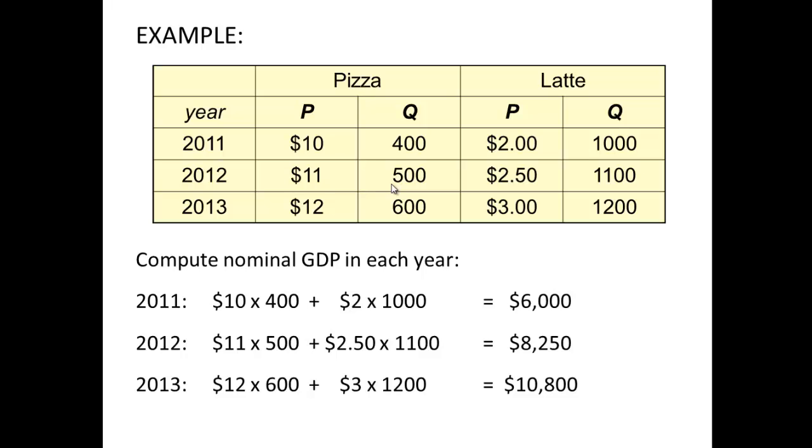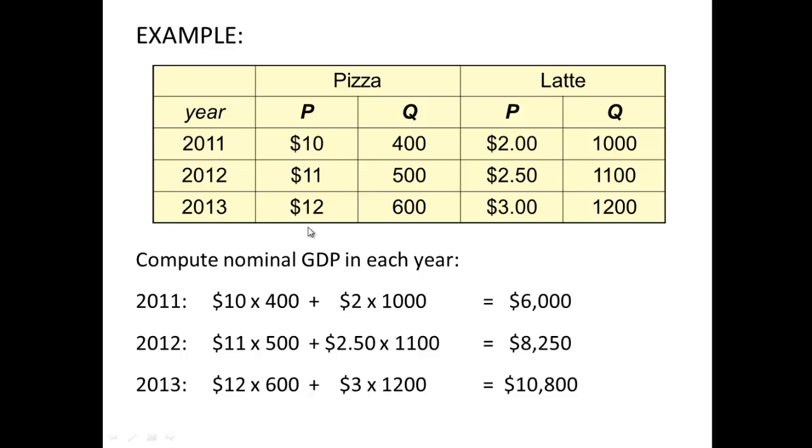So in this country, the country of Lane, there's only two products that are sold, and these are the prices. In 2011, the price of a pizza was $10, and the price of a latte was $2. And at this price, in 2011, 400 pizzas and 1,000 lattes were sold. In 2012, the price of pizzas went up $1 to $11, and even though the price went up, quantity also went up to 500, and the price of lattes went up 50 cents to $2.50, and the quantity of lattes went up 100 for 1,100 total.